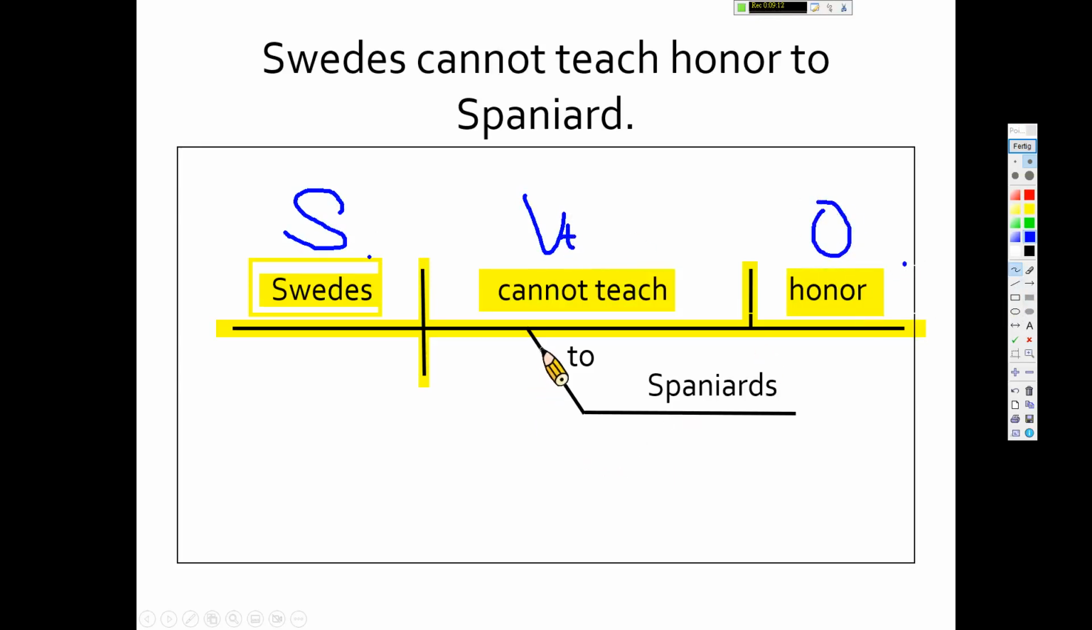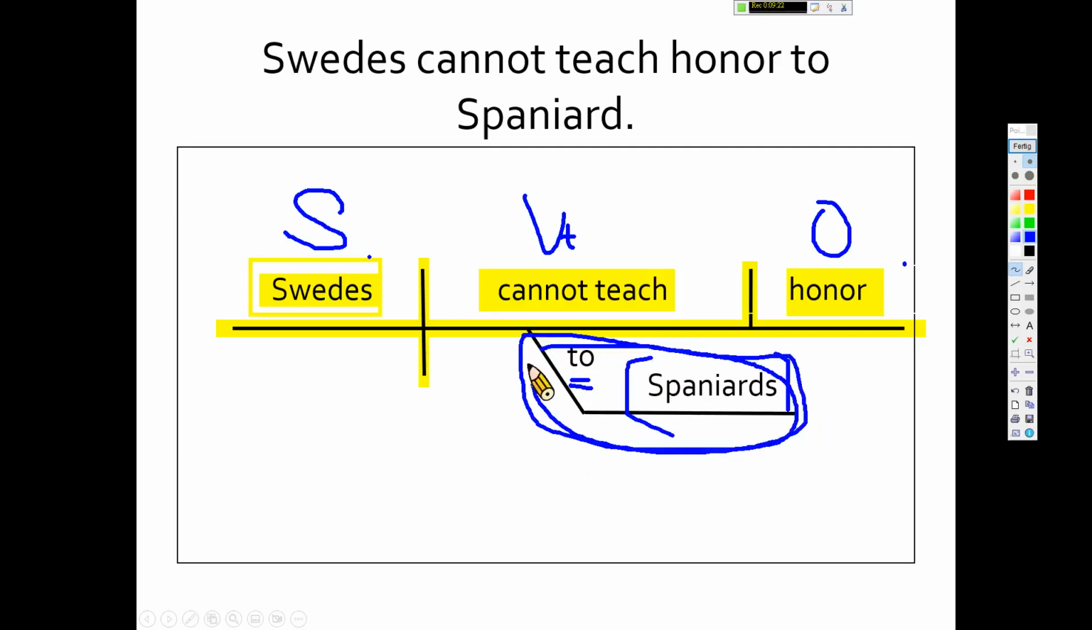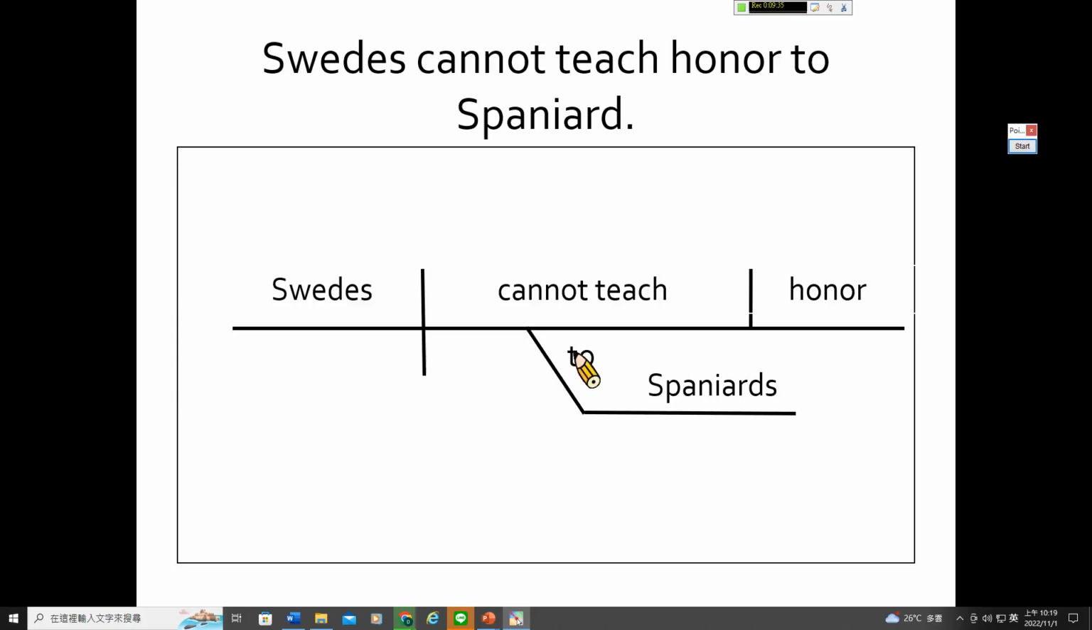And to Spaniards, here, to is a preposition, and Spaniards is an object. So this is the prepositional phrase, right? Used to modify cannot teach. So this is a complete structure over here. No problem. Okay, so now let's go to the next one.